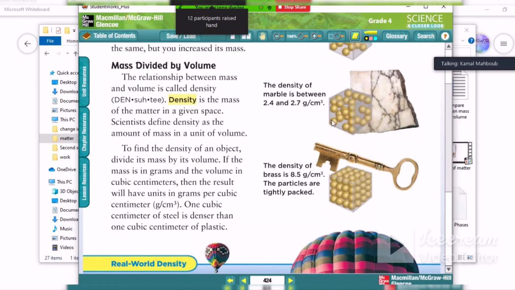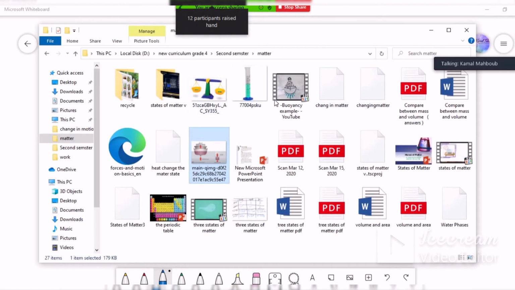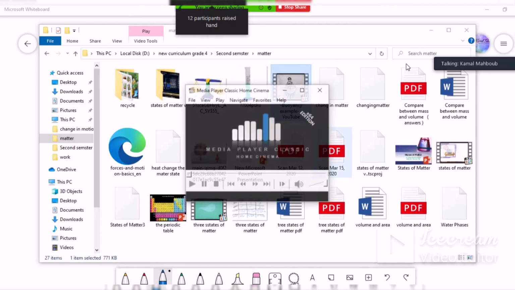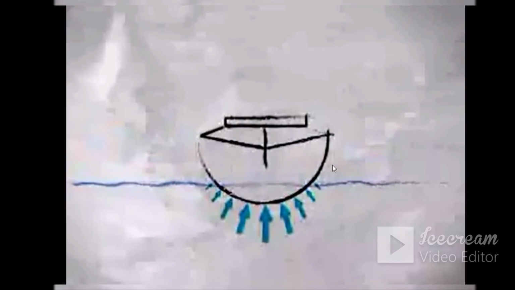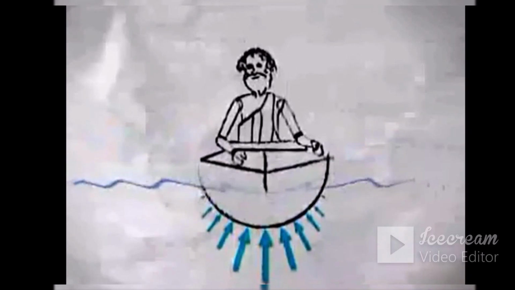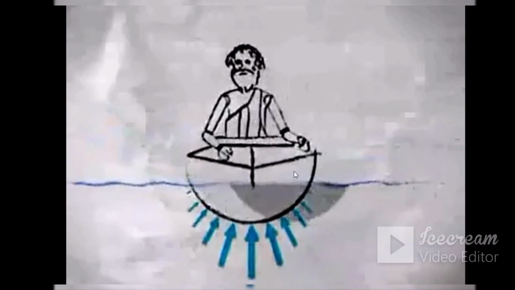Okay, look over with me this amazing video to understand more about buoyancy and density. Now listen, please. The kayak is up. Archimedes discovered that this buoyant force is equal to the weight of water displaced by the hull.